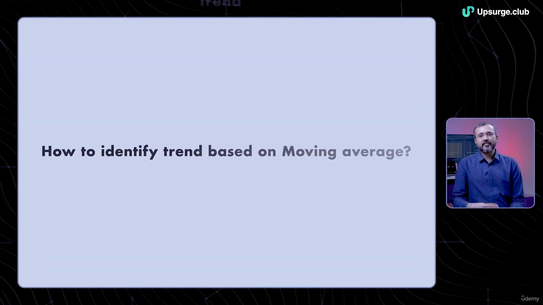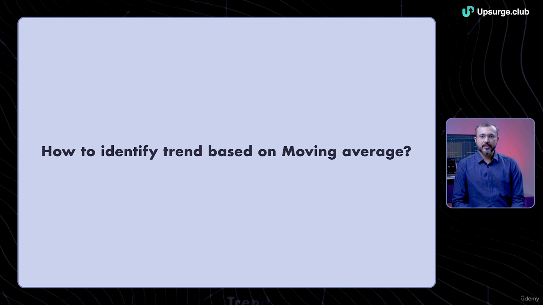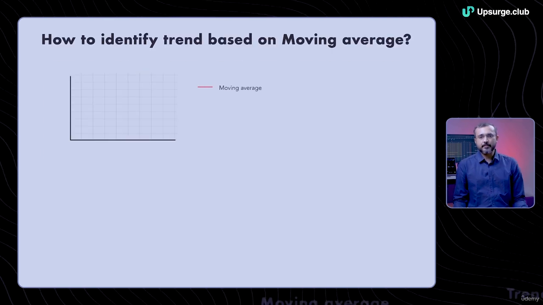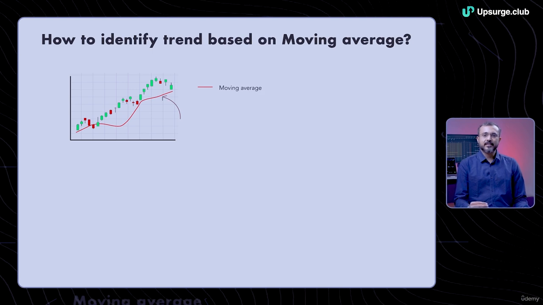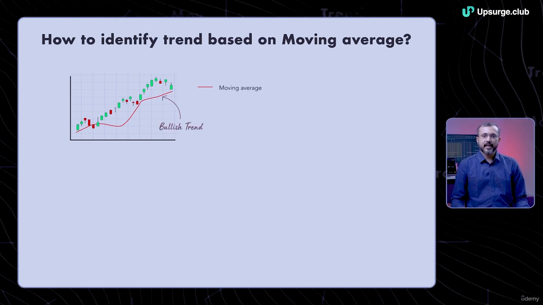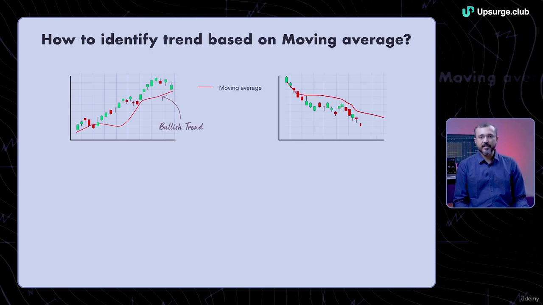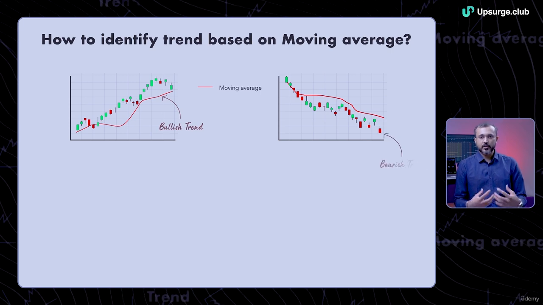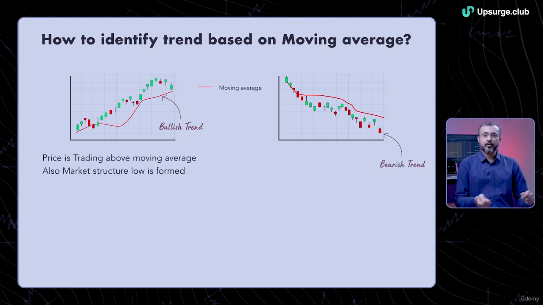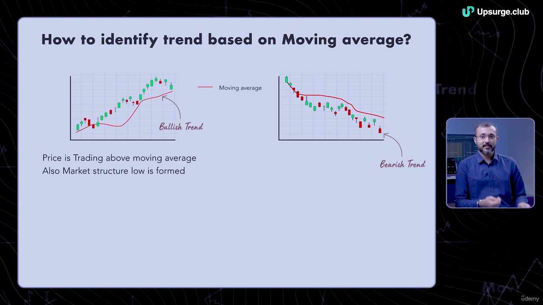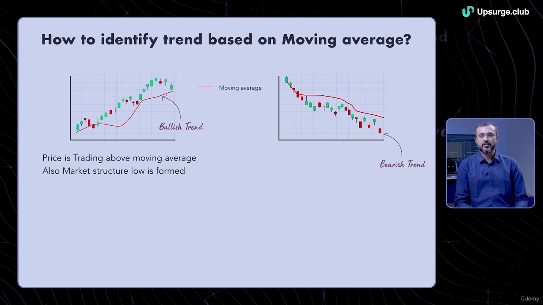Now, how to identify the trend based on the moving average? We'll keep it very simple. If price is trading above the moving average, we'll consider the trend to be bullish. And if price is trading below the moving average, we'll consider the trend to be bearish. So now, if price is trading above the moving average and if it forms a market structure low, that means the trend is also bullish, the pattern is also bullish.